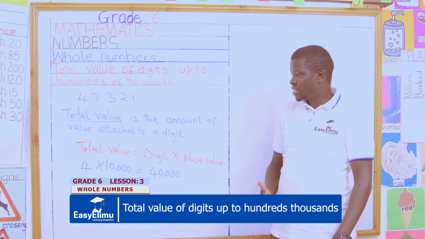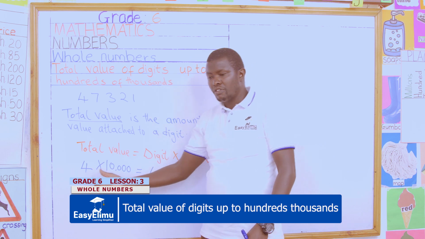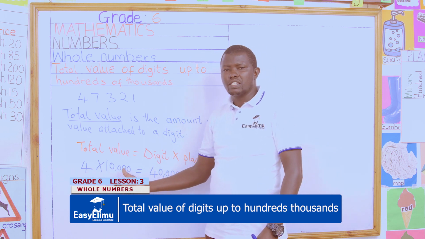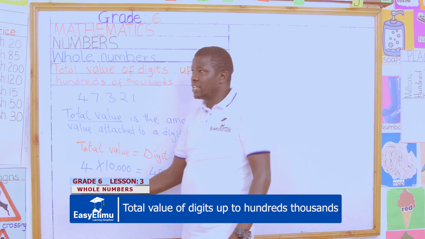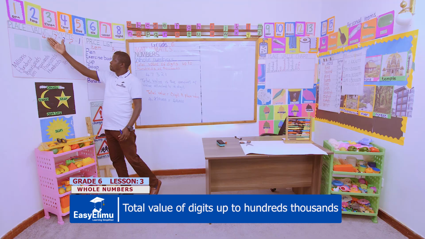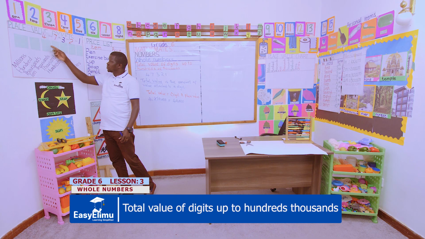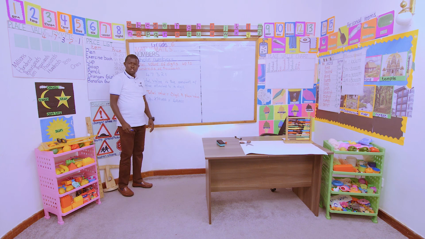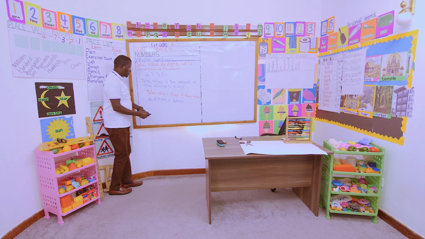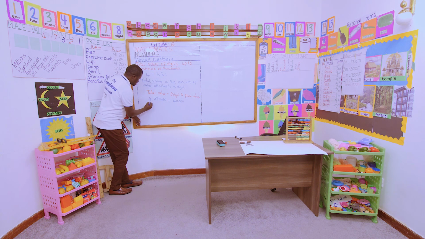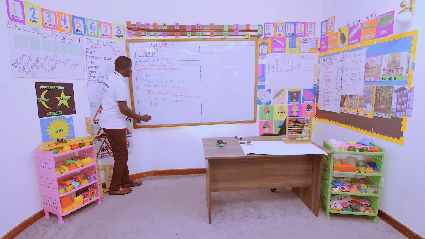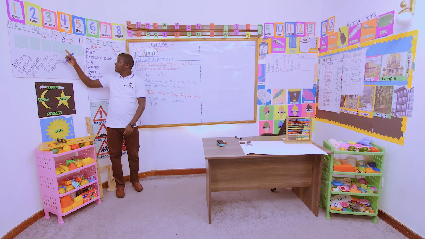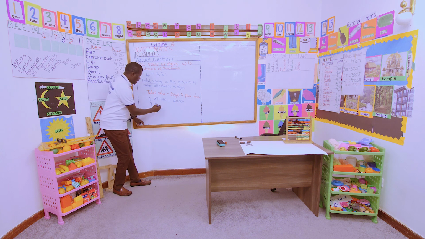Have we arrived at 40,000? It is the digit itself multiplied by its place value. Digit 4's place value is 10,000, so we multiplied by 10,000 to get its amount of value. Then the next digit is 7. What do we multiply it by? We come back here: 7 is in the place value of 1,000, so we multiply it by 1,000.